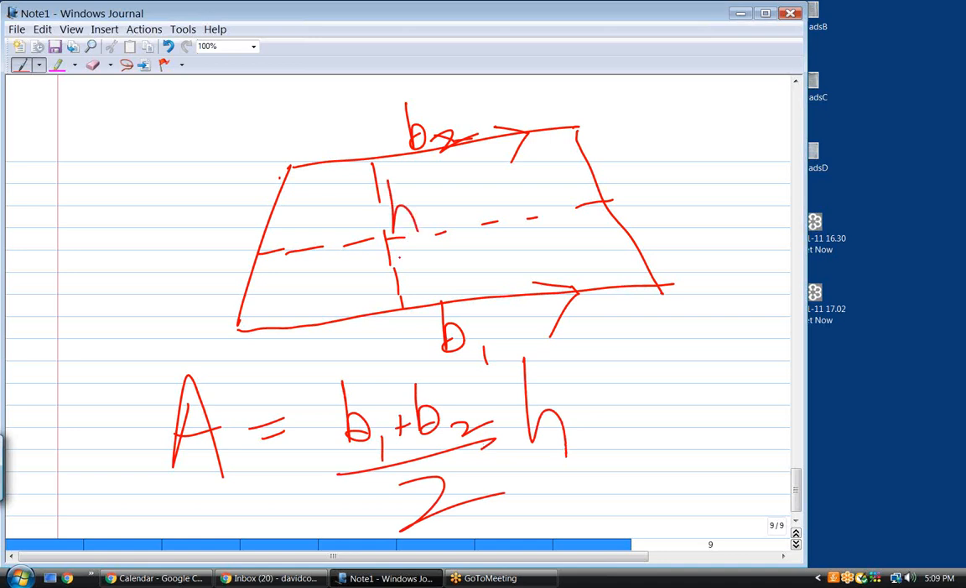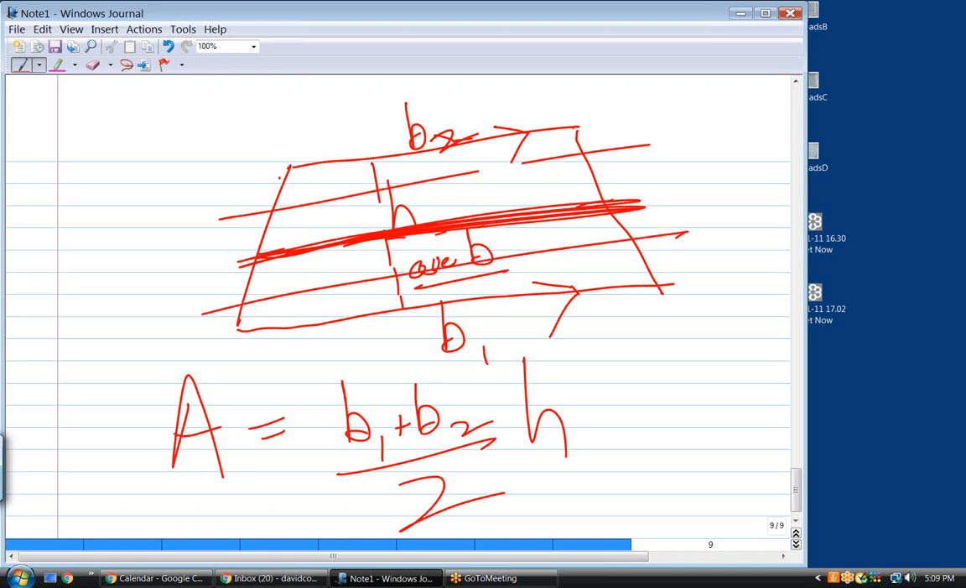This is h, and this is the average base right there. The base would be somewhere in the middle, but I don't know if it's exactly in the middle. Depending on the trapezoid, it can be down here, it could be up there. But you always get the average base by adding your 2 bases together and dividing by 2.